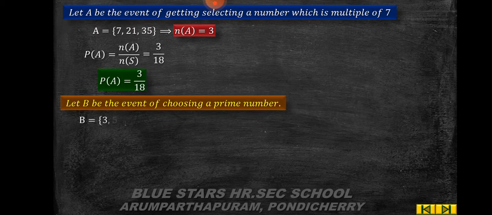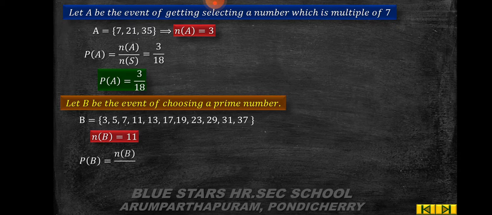Let B be the event of choosing a prime number. So B is equal to 3, 5, 7, 11, 13, 17, 19, 23, 29, 31 and 37. So n of B is equal to 11. P of B is equal to n of B by n of S, which is equal to 11 by 18. So P of B is equal to 11 by 18.